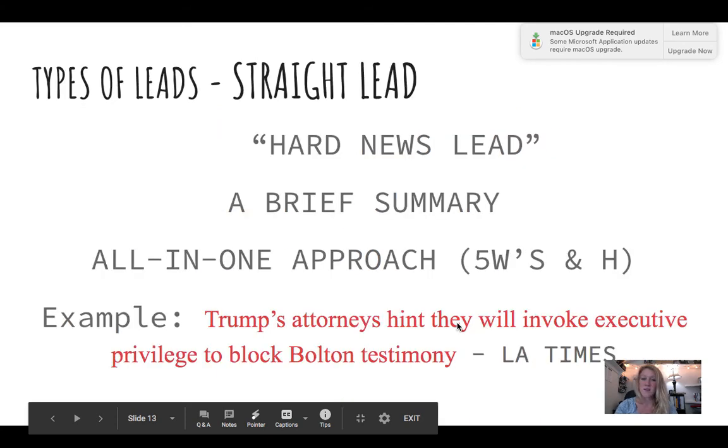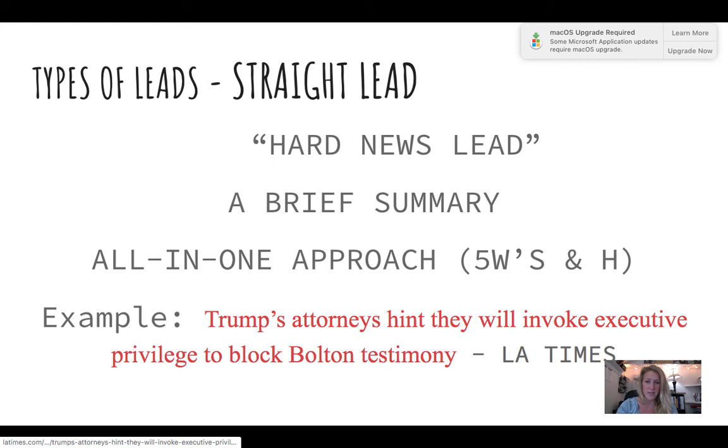Types of leads. Straight lead. This is also called a hard news lead, a brief summary, an all-in-one approach. Rather than leaving out a 5 W's or an H, you're going to give them everything, because the information is not lacking. It's just the fullness of the story that they would like to hear. An example would be: Trump's attorneys hint they will invoke executive privilege to block Bolton testimony. So we want to see exactly the details as we read that story, how that happened.